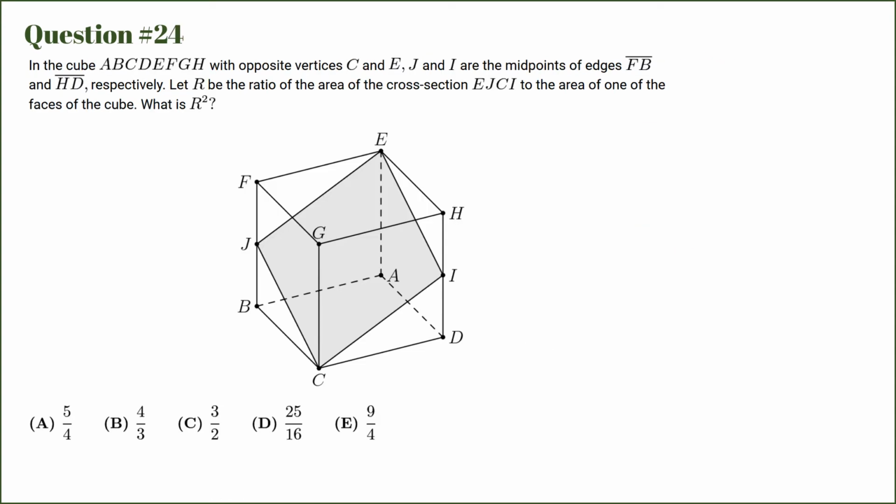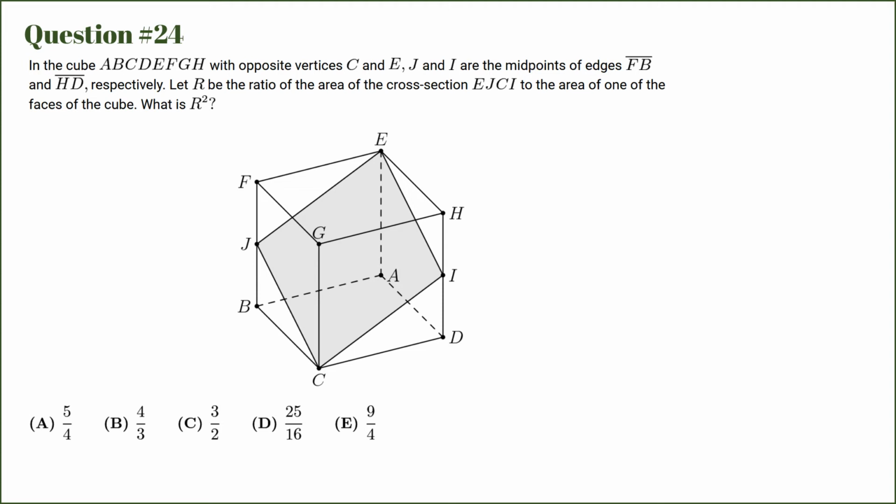Question 24 states, in the cube ABCDEFGH with opposite vertices C and E, J and I are the midpoints of edges FB and HD respectively. Let R be the ratio of the area of the cross-section of EJCI to the area of one of the faces of the cube. What is R squared?